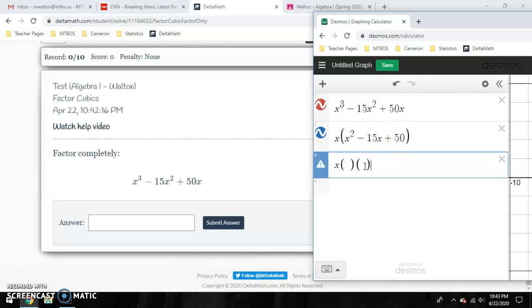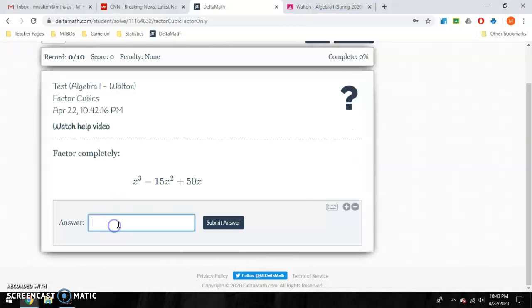I'm looking for two numbers that multiply to a positive 50 and add up to negative 15. That's easy: negative 5 and negative 10. x times x is x squared, negative 5x and negative 10x is negative 15x, and a negative 5 times a negative 10 is a positive 50. So that is my answer.